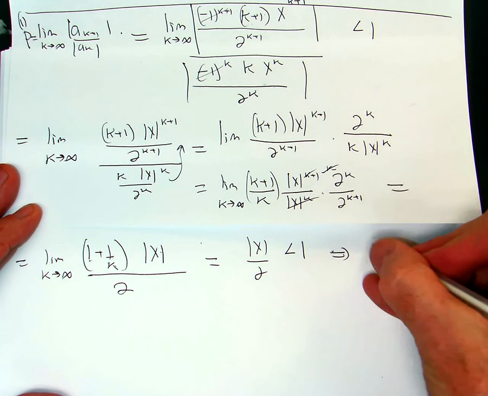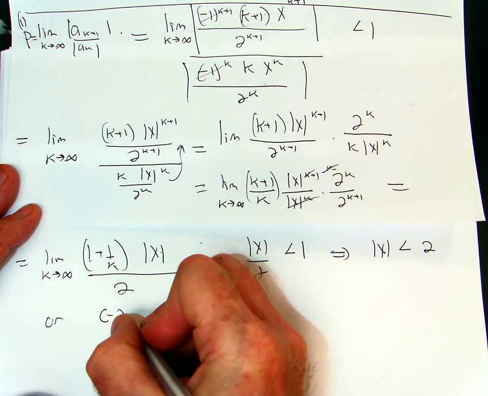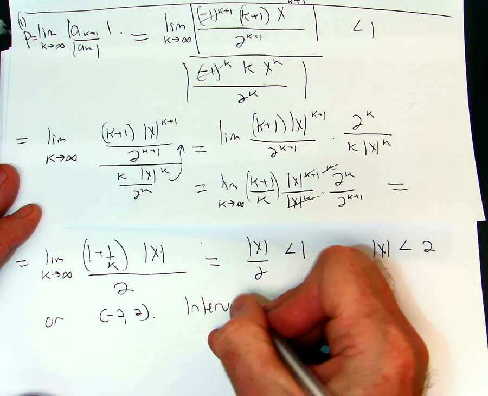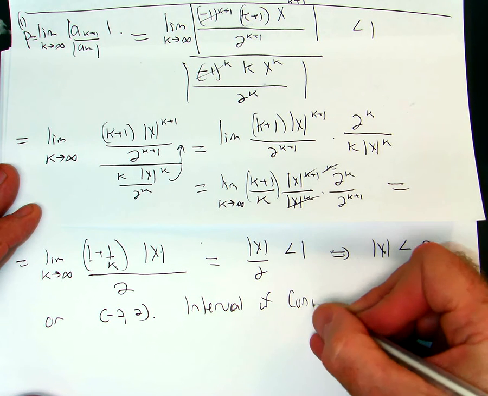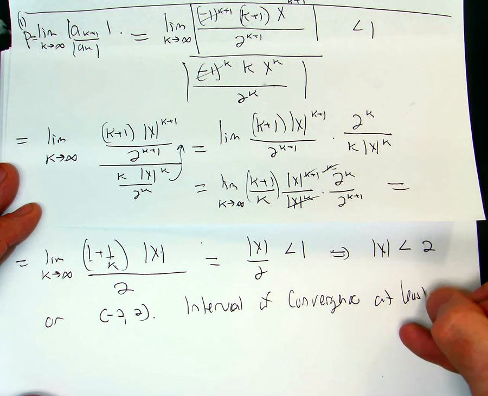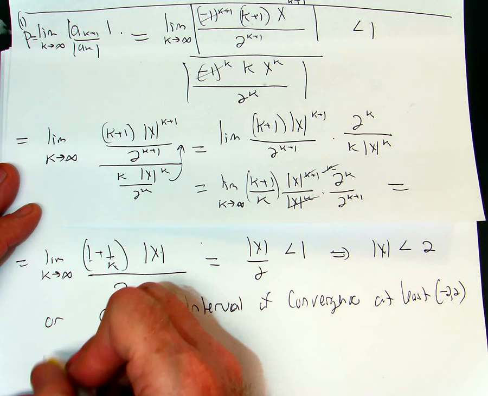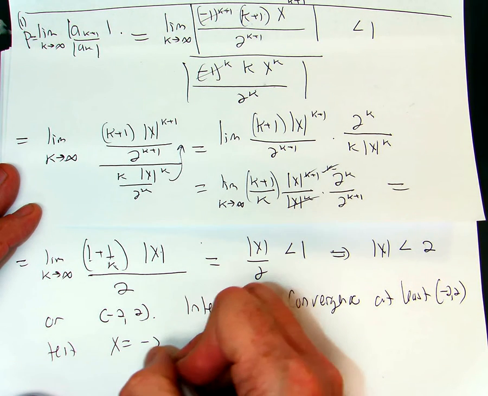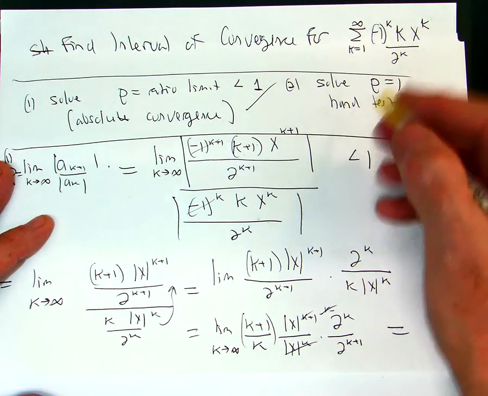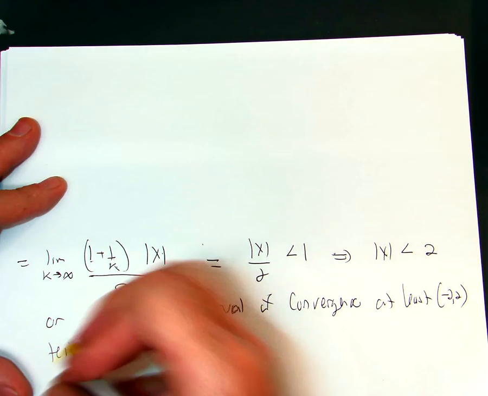So that tells me that absolute x is less than 2, or minus 2 to 2, and the interval of convergence is at least minus 2 to 2, and I need to test x equal minus 2 and x equal 2, and I'll do that on the next page. So again, I just did step 1, now I have to do step 2. So I'll put that in parentheses.